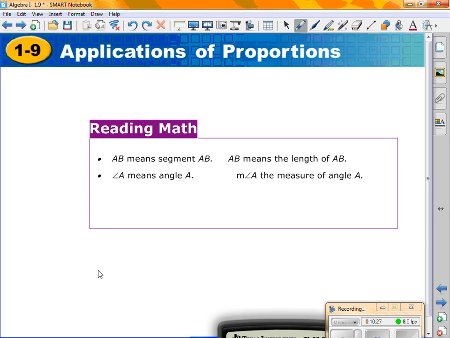The one thing to notice is that if you have AB, that just means segment AB. When you just see AB, it means that's the length of AB. They're identical writings. When you just see angle A, that means angle A. If you see M angle A, that stands for the measure of angle A. That's notation you should already know.